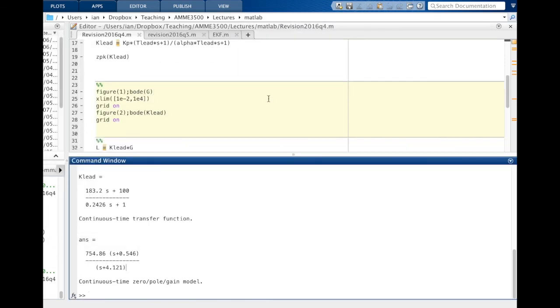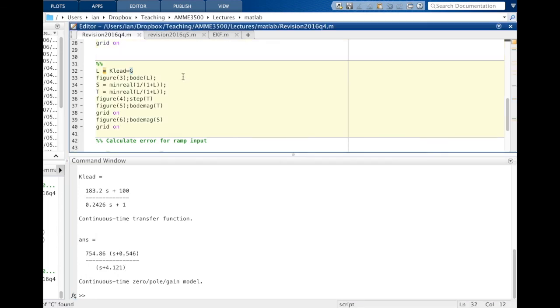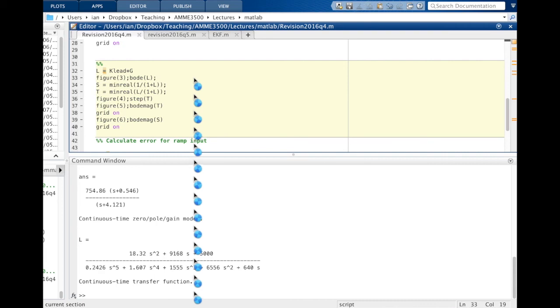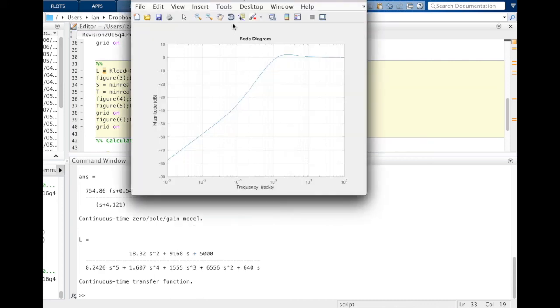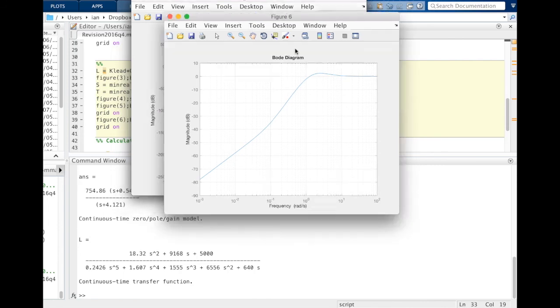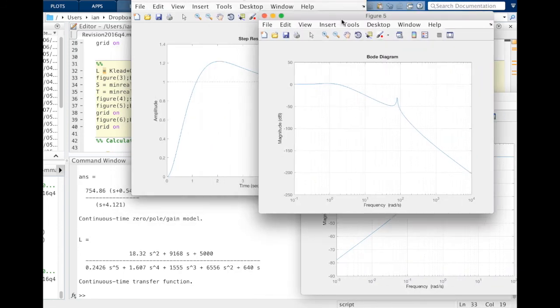And so what happens when we put the two together? If we make the loop transfer function, the loop is G times K lead, right? And then let's plot a few things here. We can begin in the frequency domain. I'll just bring all of these plots around. So I'm plotting a few things here.